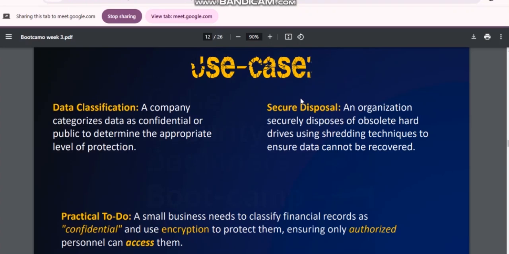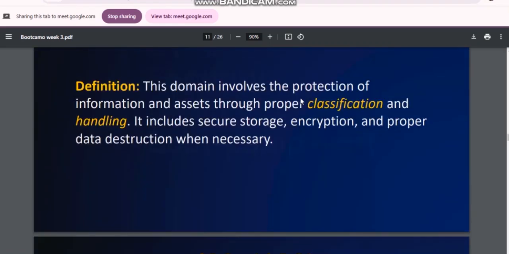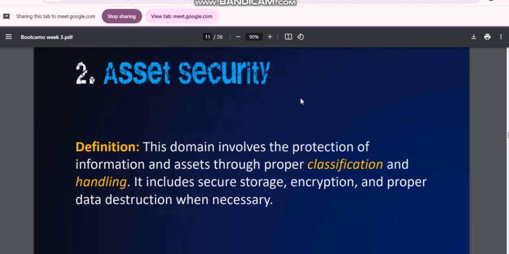So in this domain, which is asset security, everything we are going to think about will circle around protection of information and assets through proper classification and handling.